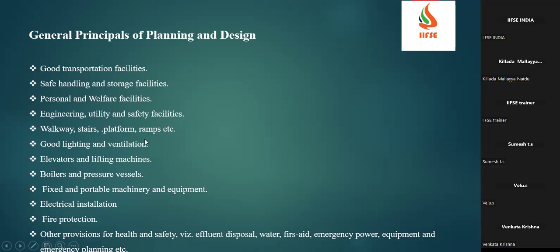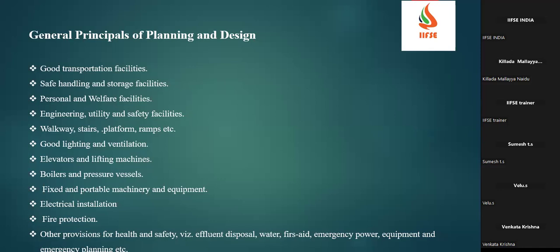Walkways, stairs, platforms, and ramps. Wherever required, we need proper walkways, stairs, platforms and ramps, and we have to clearly identify them. Sometimes people lay pipelines and forget to put a staircase over the pipelines for crossing, so people jump onto the pipelines and cross. And good lighting and ventilation is also one of the principles to be considered to avoid major accidents in plants.